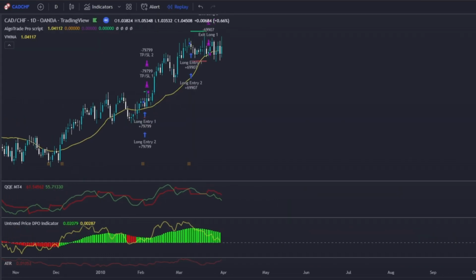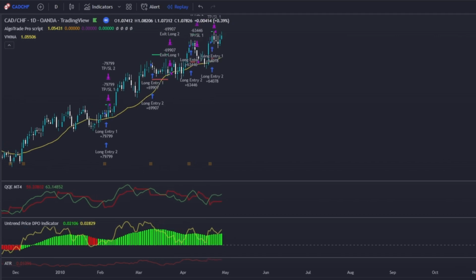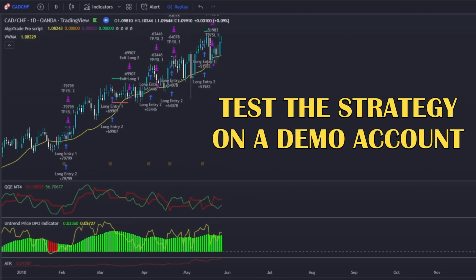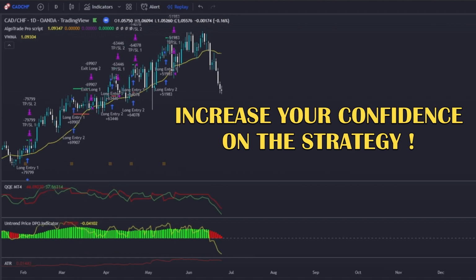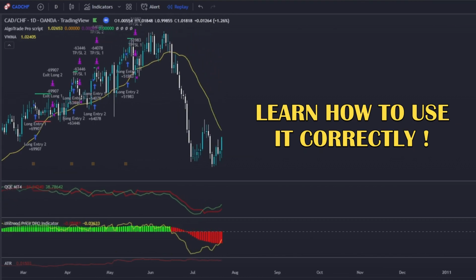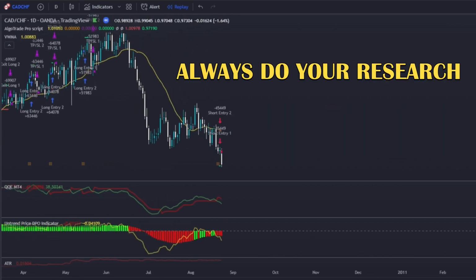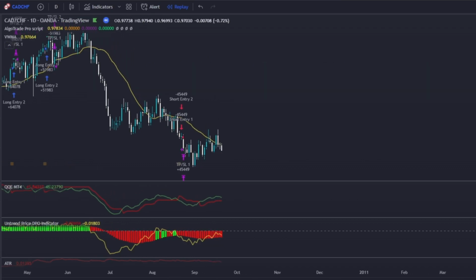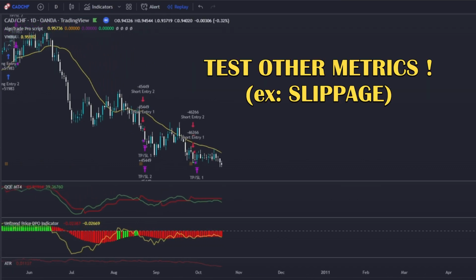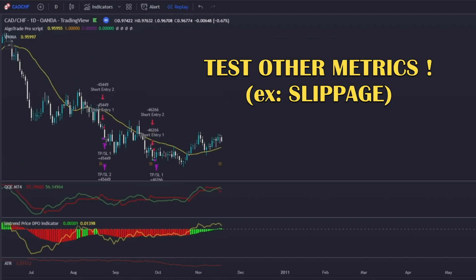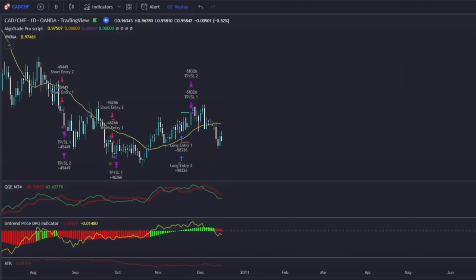Before using this strategy in the real market, I advise you to prepare yourself on a demo account so that you can gain trust in the strategy and learn how to use it correctly. Always do your research before jumping into a live account, taking into consideration other metrics like the commissions and swaps of your broker's account.